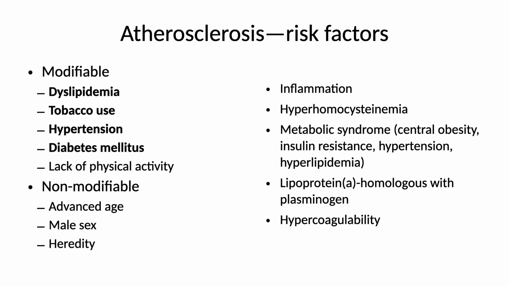So for atherosclerosis, there are certain risk factors. Robbins lists modifiable ones and the major ones: dyslipidemia, various terms you'll hear: dyslipidemia, hyperlipidemia, hypercholesterolemia. Tobacco use, smoking is very important, hypertension, and diabetes mellitus. And then non-modifiable, advanced age as you get older, and women when they hit menopause catch up with men. Male sex is always a major risk factor, and hereditary.